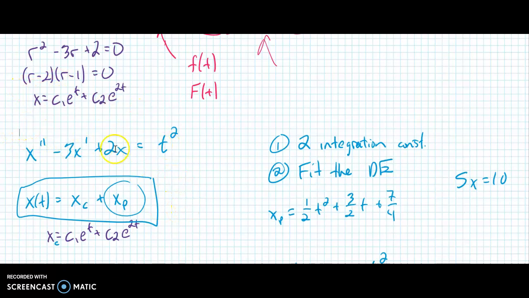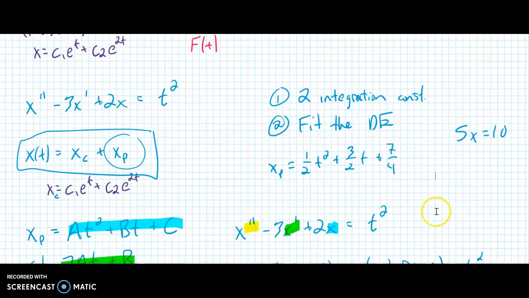No matter what my solution is for this thing, it has to have two integration constants, right? It has a c1 and a c2 because it's got a double derivative. And it needs to, so that's this right here, and it needs to fit the differential equation. The way that I've phrased this in the past sometimes is that x double prime minus 3 times the first derivative plus 2 times the function itself needs to, quote, pump out a t squared. So the answer is going to wind up being this thing, and we'll get down there. I'll show you how we're going to get that in a moment.